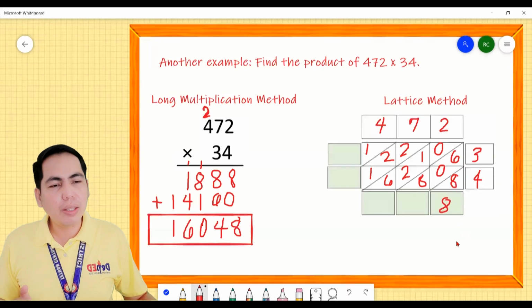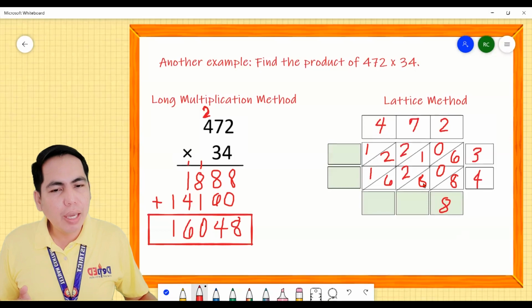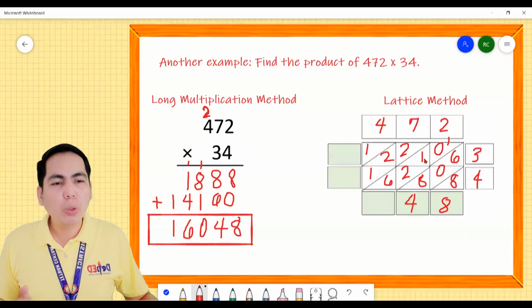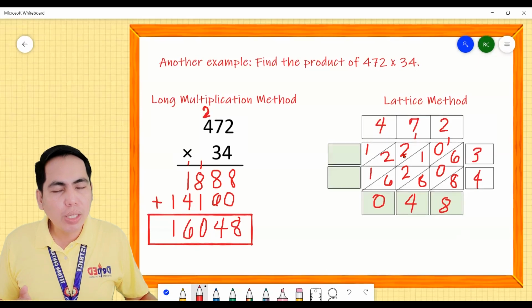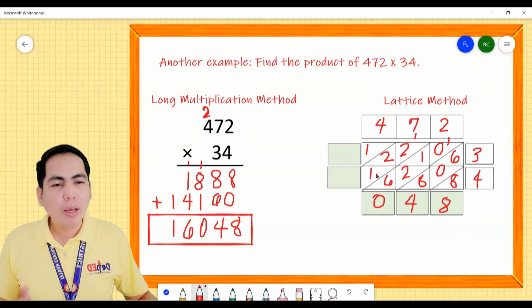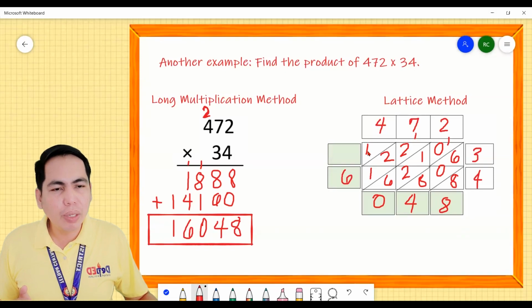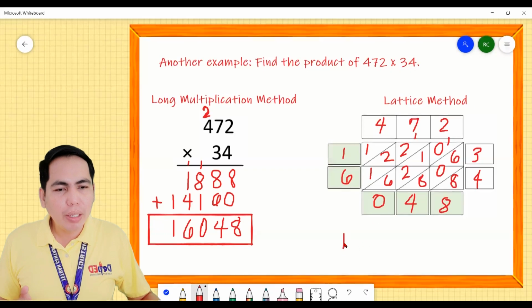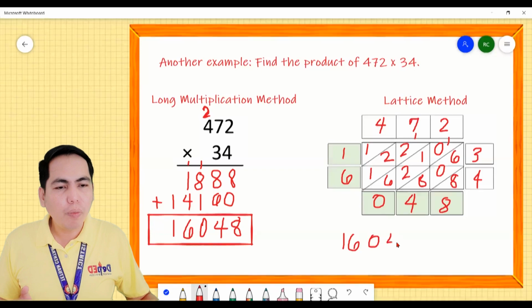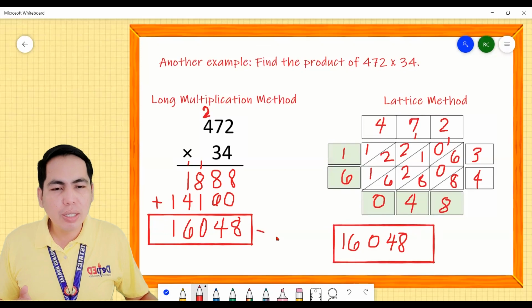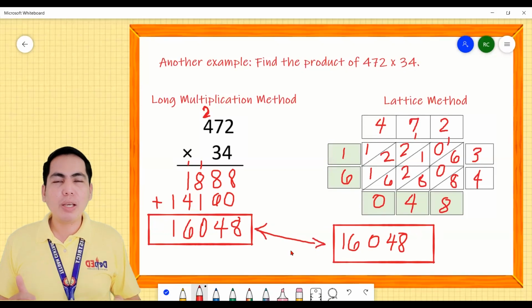So you have 8, just bring down 8. 6 plus 0 plus 8 is equal to 14. So 4, regroup 1. So 1 plus 0 plus 1 is equal to 2. Plus 2 is 4. Plus 6 is 10. So 0, regroup 1. 1 plus 2 is 3. Plus 2 is 5. Plus 1 is 6. And then bring down 1. So our product is 16 and then 0, 4, 8 to give us 16,048. It's just the same as our long multiplication method.